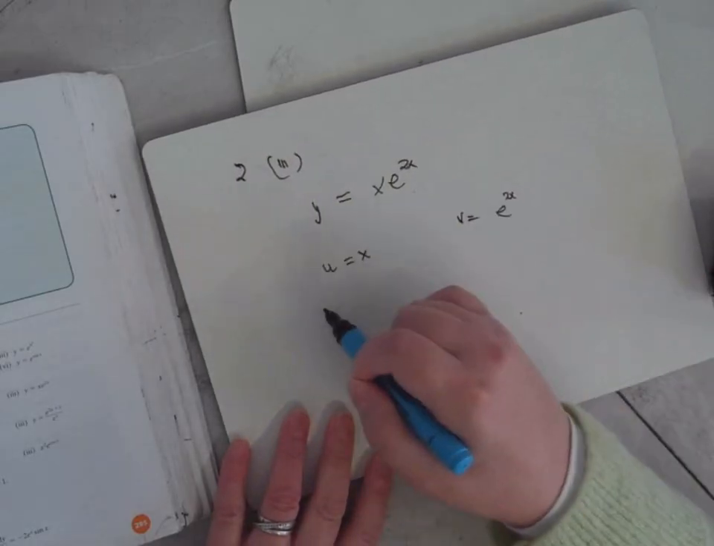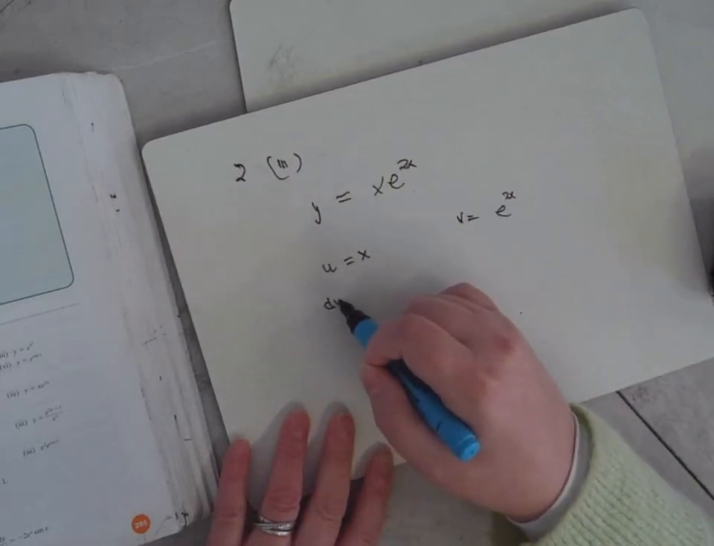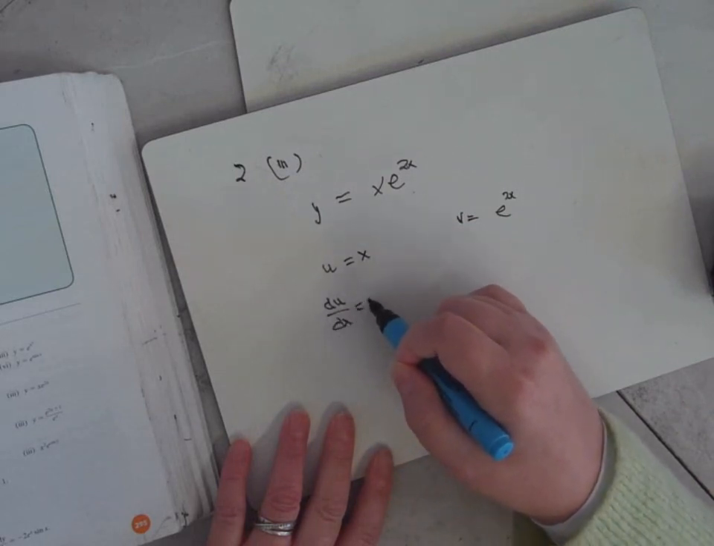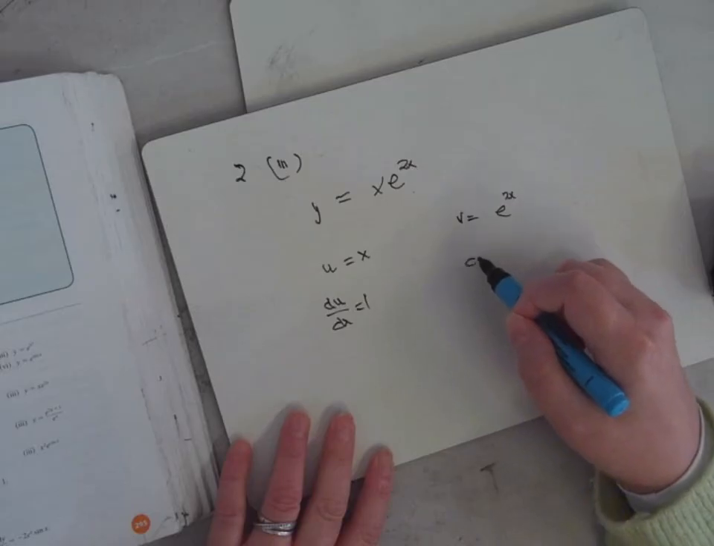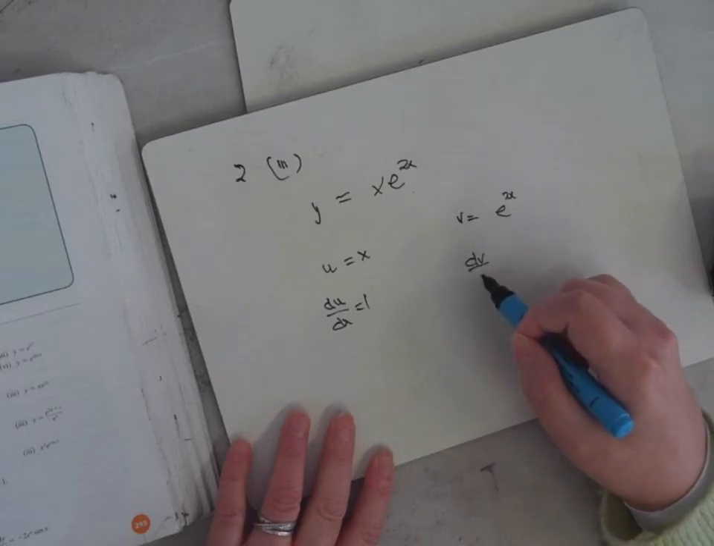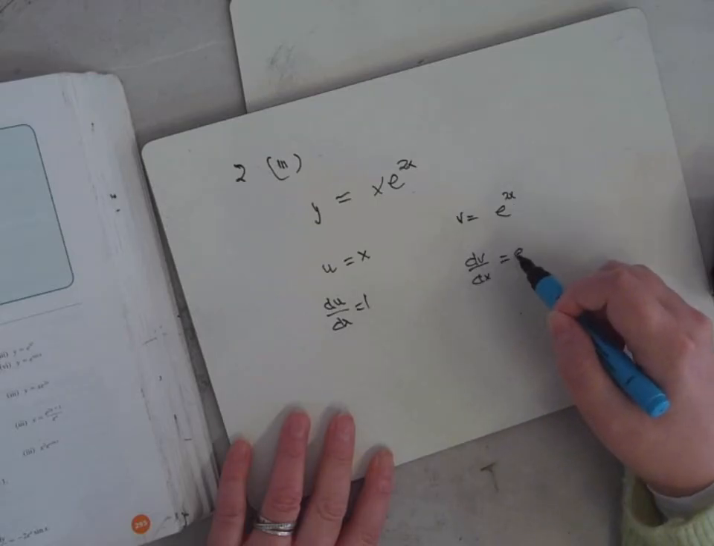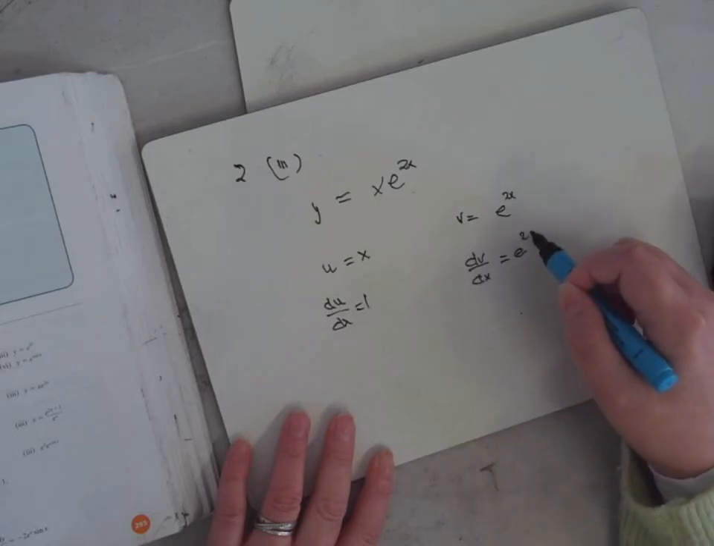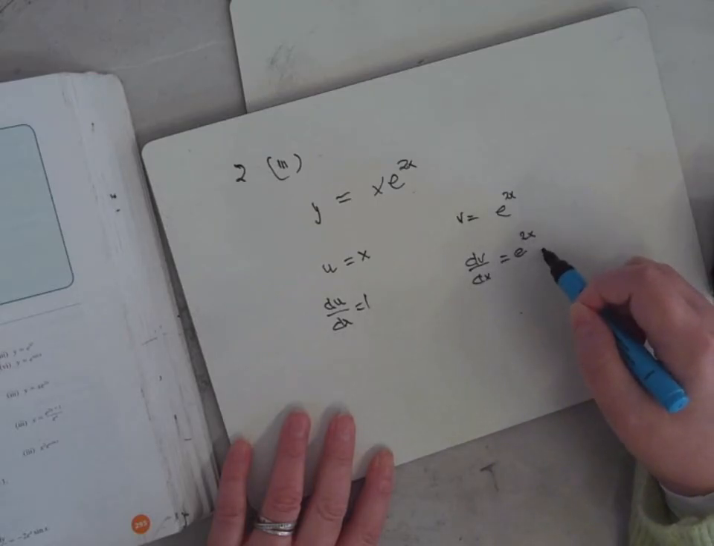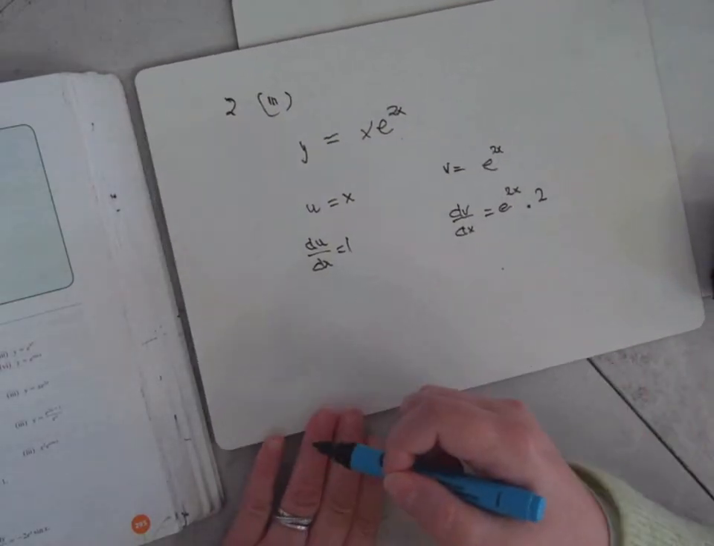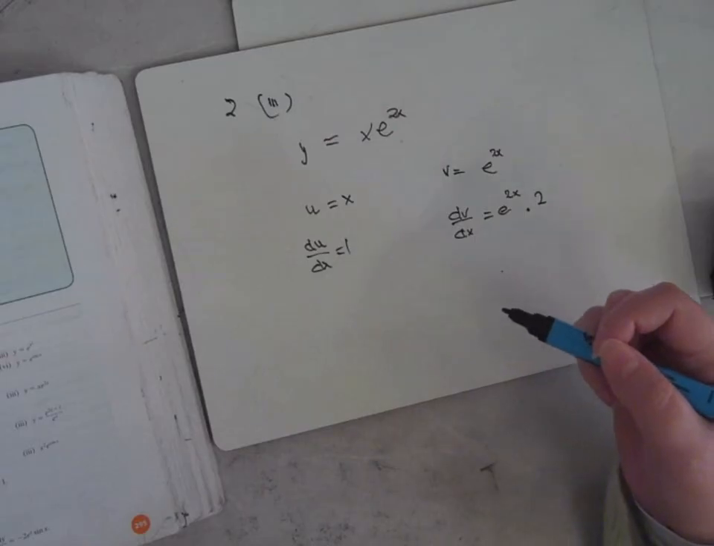Differentiate here, you get du dx is 1. Differentiate here, you get dv dx is e to the power of the exact same thing, so e to the power of 2x, and then you differentiate the power. So you differentiate 2x and you multiply it by 2. Is that right?